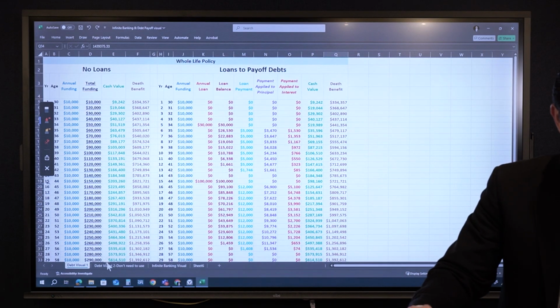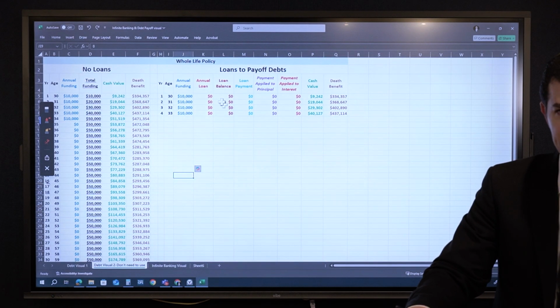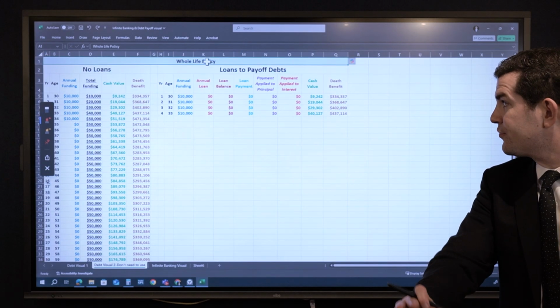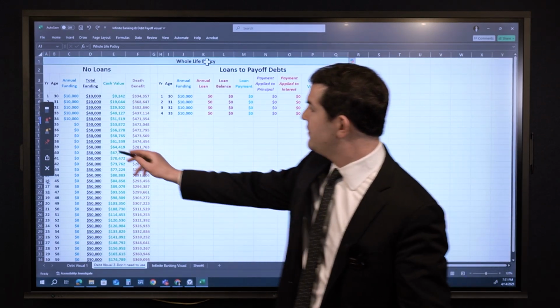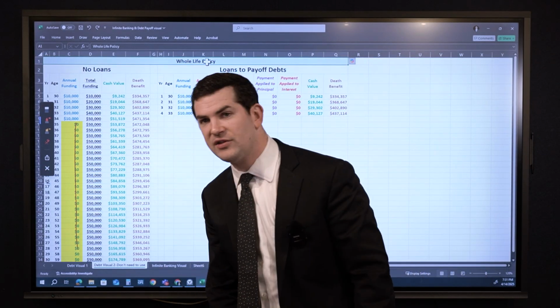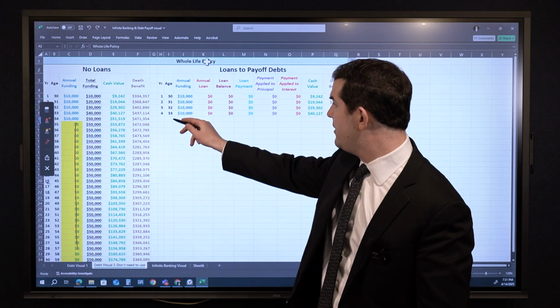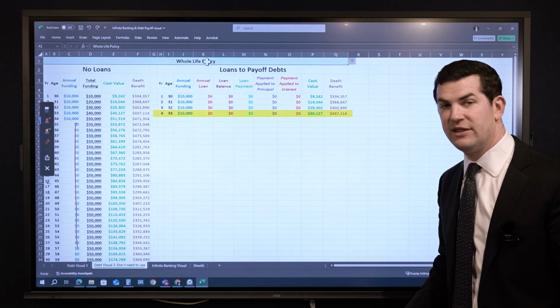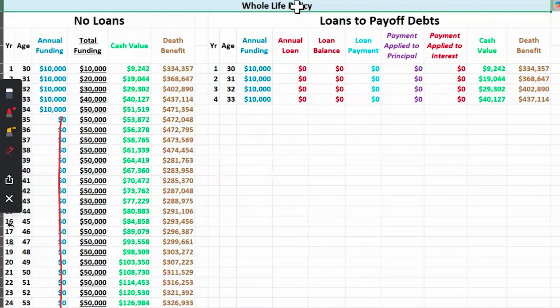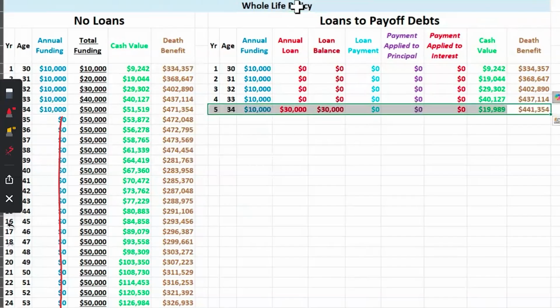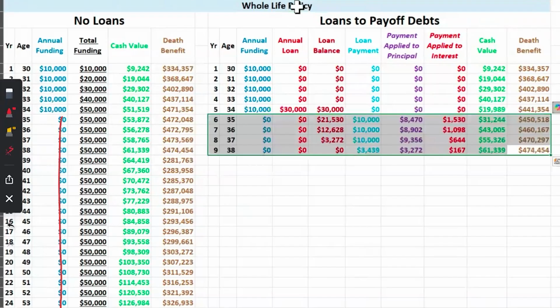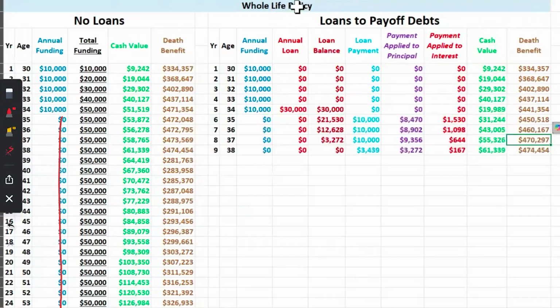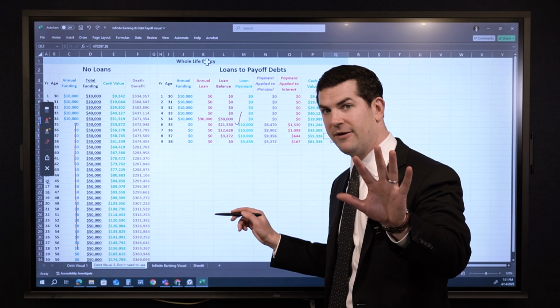This is the example where she stops funding the policy after 5 years. So here, no loans to the left. The difference, stop after 5 years. To the right, to the 4th year, everything's identical when you look at the cash value and death benefit figures. Then we take that $30,000 loan. We see the exact same pattern that we saw in the last example. We pay it back here at $10,000 per year. The last example, we paid it back at $5,000.